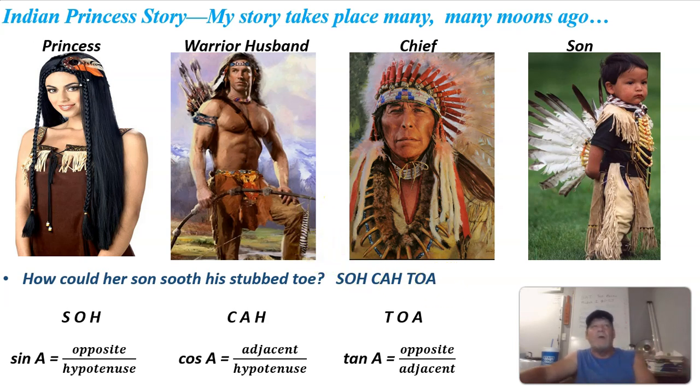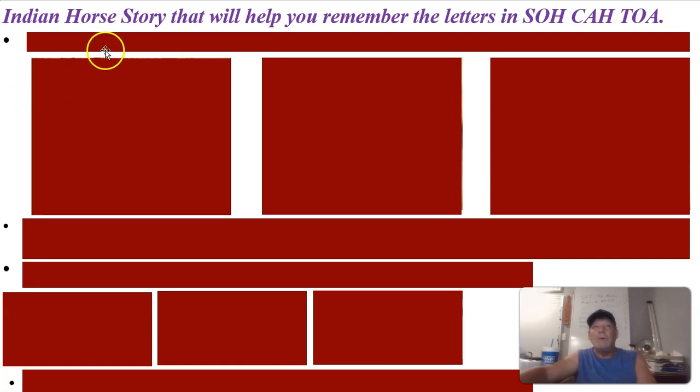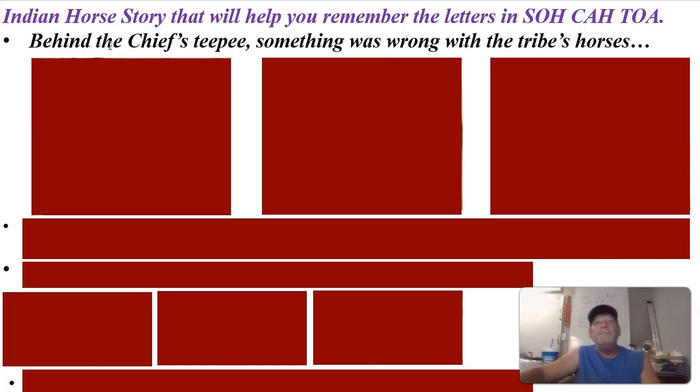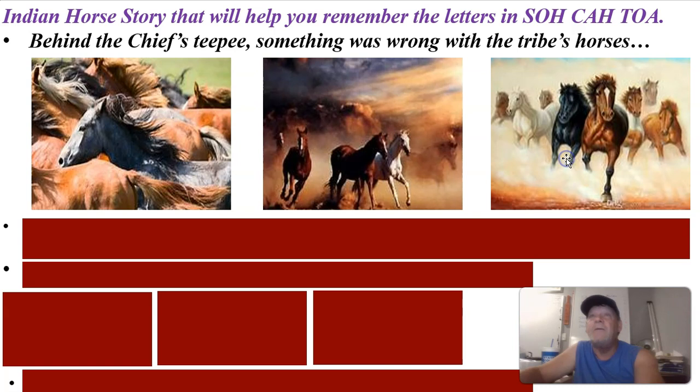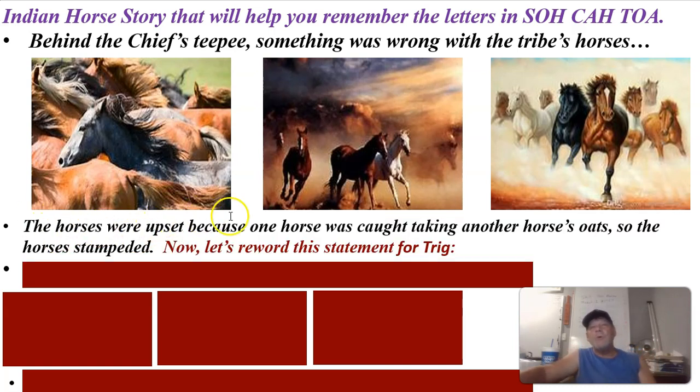But my story's not over about the Indian princess and the chief and this particular tribe. Something else happens. While the princess is soaking the little boy's toe, there's commotion outside with all the horses back behind the chief's teepee in the corral. And what happened? Well, they know that the horses are starting to stampede for something. The horses were upset because one horse was caught taking another horse's oats, so they stampeded.